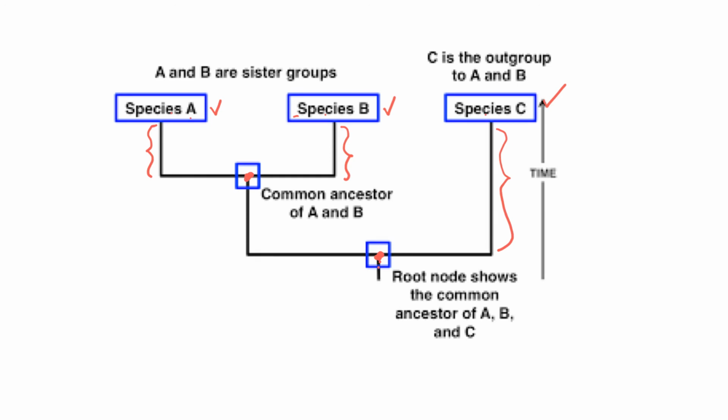So it should be obvious that species A and B are the species that are most closely related. So this node would be the common ancestor of A, B, and C. This node would represent the common ancestor of just A and B. So that's kind of how you look at phylogenetic trees.